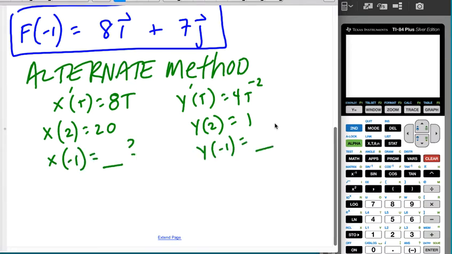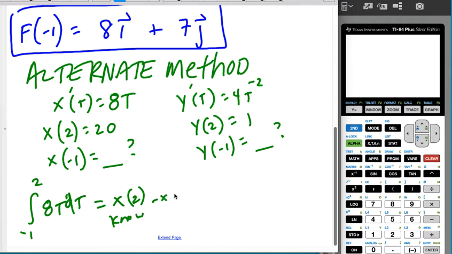So another way to do this, just throwing this out there as an alternate option, and you certainly don't have to do it, is you could do the first fundamental theorem of calculus. You could say, hey, I get it. If I integrate from negative 1 to 2 of this 8t dt, I would get x of 2, which is something I know, minus x of negative 1, which is the thing I want.